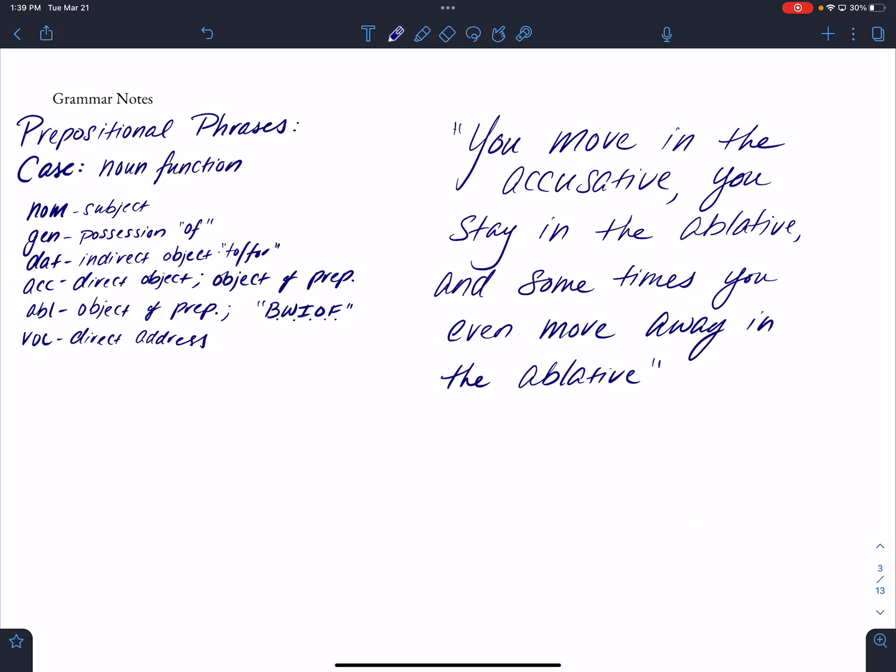Alright, so I'll give you a moment to write that down. But this is how it goes. You move in the accusative, you stay in the ablative, and sometimes you even move away in the ablative. Now, there's a goofy little dance that goes with this.